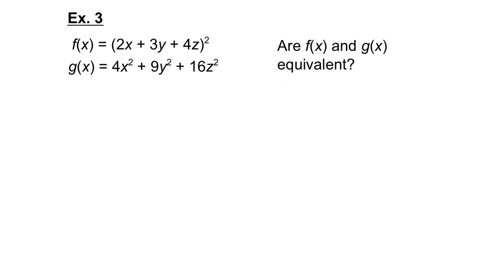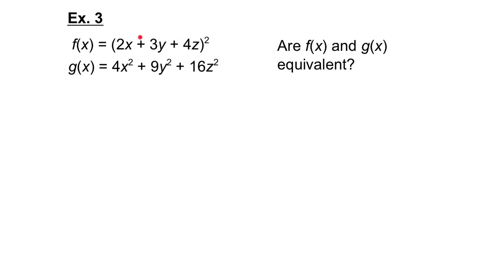Now in this example, we have f of x and g of x, and we are asked, are those two functions equivalent? Now this goes back to the previous lesson. When we found if functions were equivalent, we subtracted one from the other and saw if the answer was 0. If we subtracted one function from the other and we got an answer of 0, then we know that the functions are equivalent. So you can do the same thing with this.